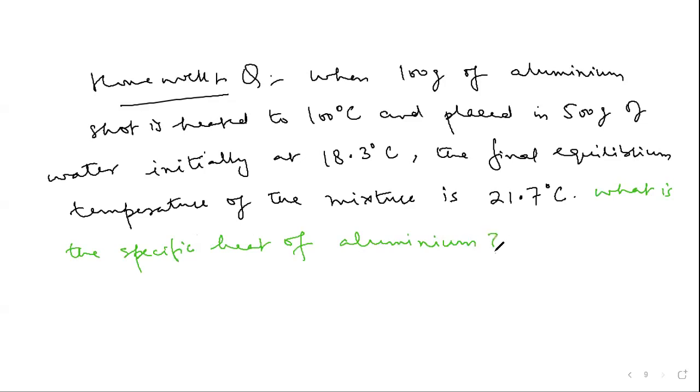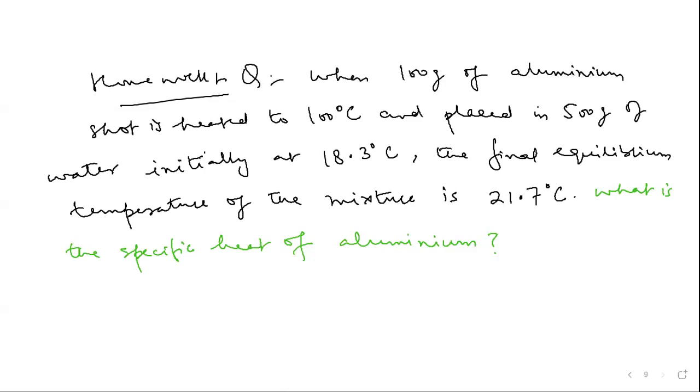I repeat the question. When 100 gram of aluminium shot is heated to 100 degrees Celsius and placed in 500 gram of water, initially at 18.3 degrees Celsius, the final equilibrium temperature of the mixture is 21.7 degree Celsius. What is the specific heat of aluminium?